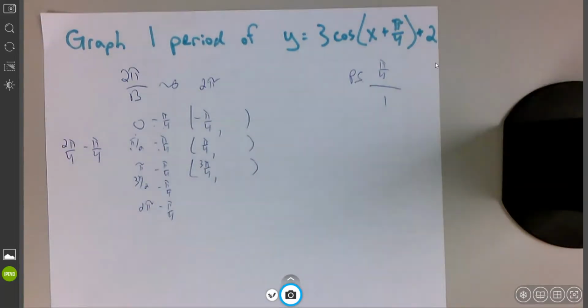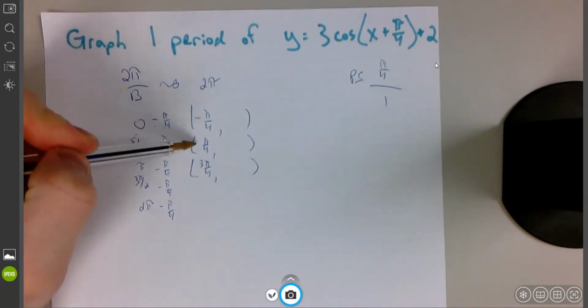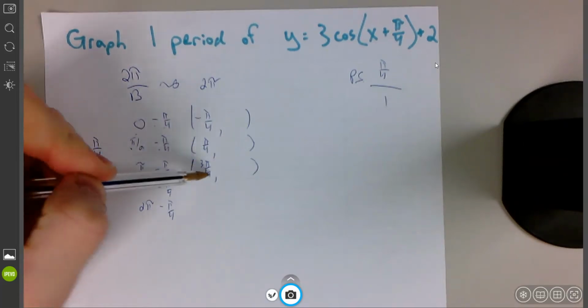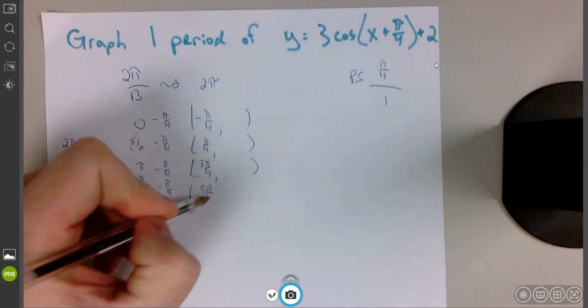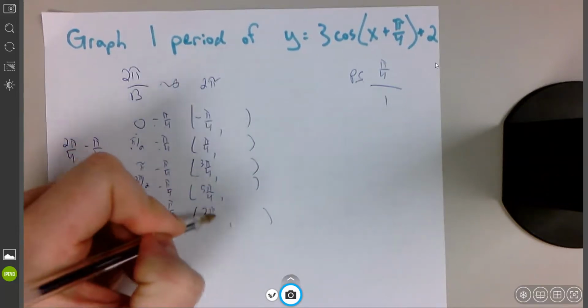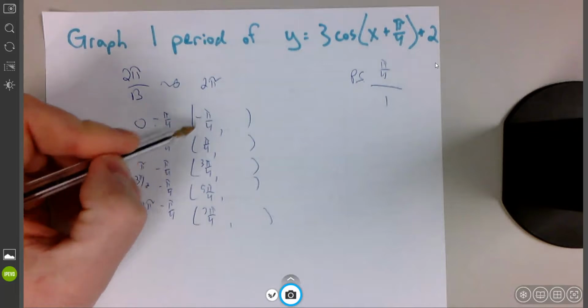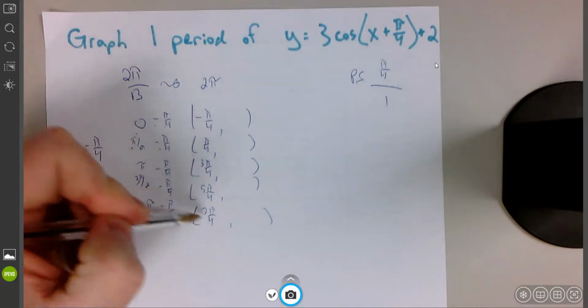Okay. Now from here, let's go ahead and continue the pattern. This was a negative 1 pi over 4 to a positive 1 pi over 4 to a 3 pi over 4 to a 5 pi over 4 to a 7 pi over 4. Right? I'm just adding. Add 2, add 2, add 2, add 2.